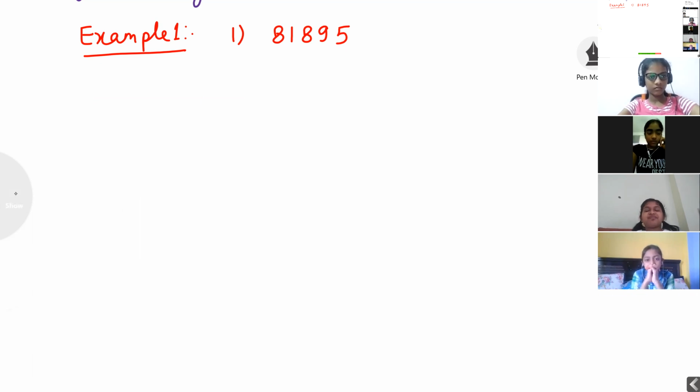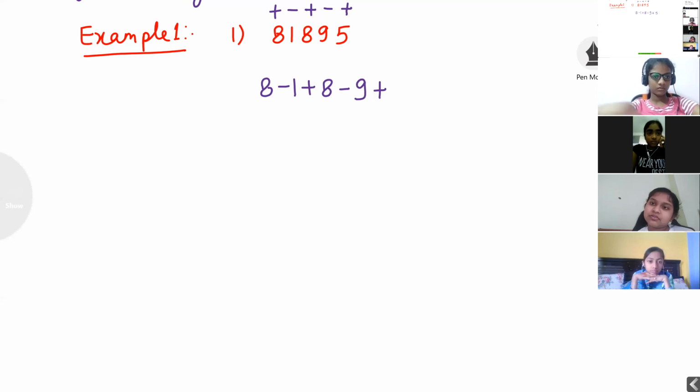First digit is 8. I will take plus. Second is minus, plus, minus, plus. This is the sequence: plus, minus, plus, minus, plus. First digit is 8, second is minus, third is plus, fourth is minus, and last is plus. So plus 8, minus 1, plus 8, minus 9, plus 5.